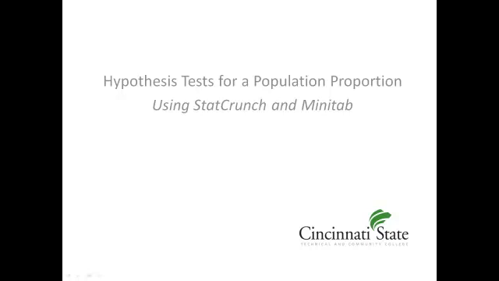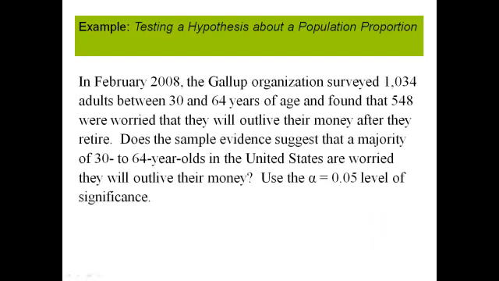In this video, we're going to show how to use both StatCrunch and Minitab to do a hypothesis test for a population proportion. Now, to illustrate this, let's use an example from the Sullivan text.